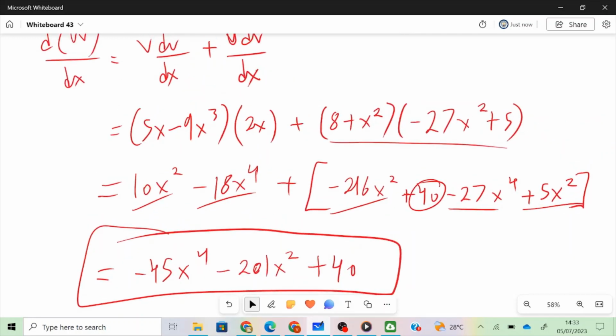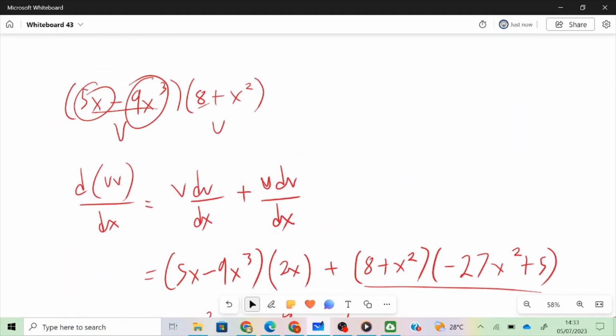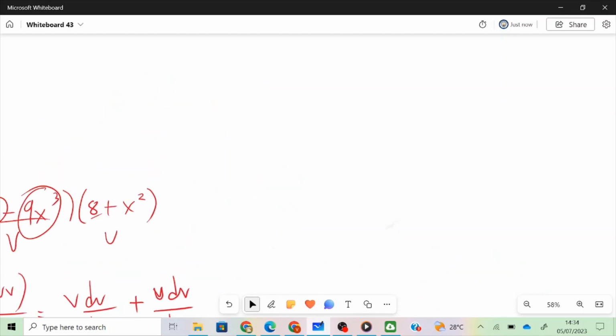Now, even if you feel like this is a longer method, if you were to actually expand all this first and then find the derivative of them individually, that would take some time as well. So either way, whichever one works the best, but I would advise the product rule. On to the next example.